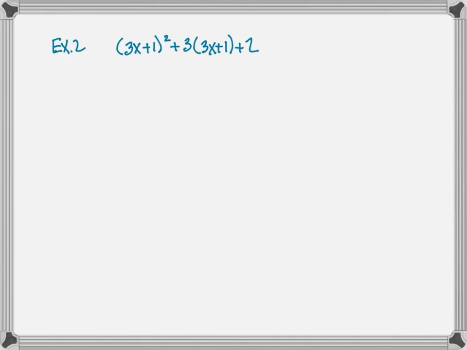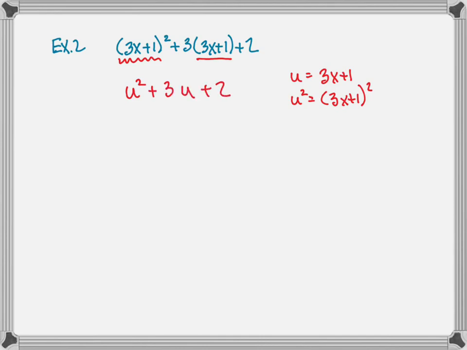We can consider this a trinomial as well. So I will set a variable equal to 3x plus 1, which is my middle term variable expression. So u equals 3x plus 1. That means u squared will equal 3x plus 1 quantity squared. And now we'll substitute. So instead of 3x plus 1 quantity squared, I'm going to write u squared plus 3 times u plus 2. And now we have u squared plus 3u plus 2, which we know how to factor.